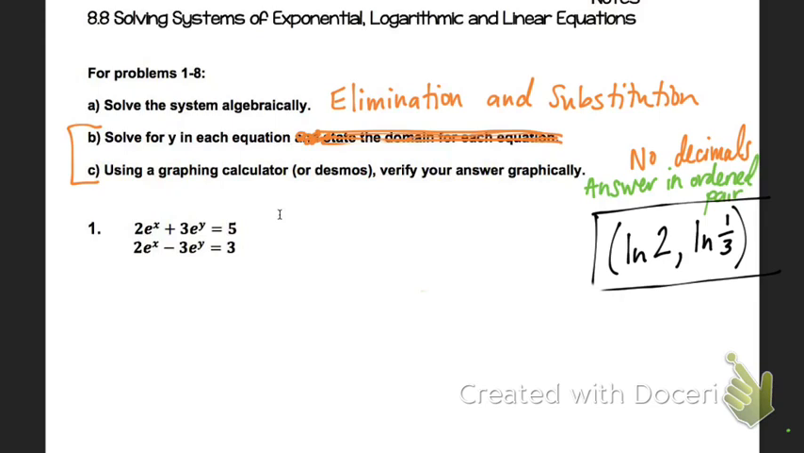So you're just going to get both equations in y equals. If I were to get the top one in y equals form, I'm going to move this over. 3e to the y equals 5 minus 2e to the x. Divide by 3.